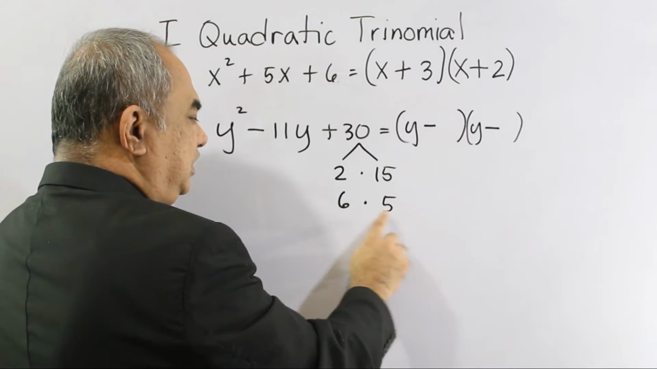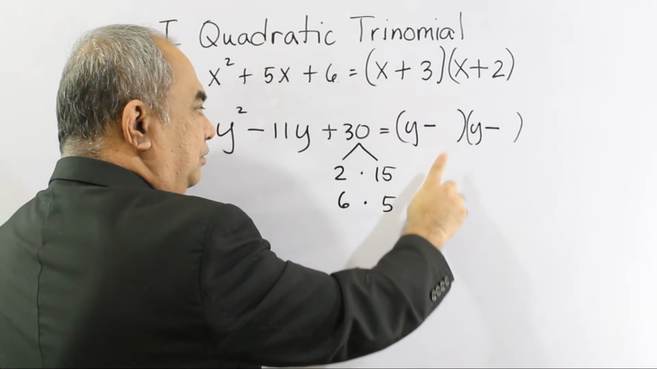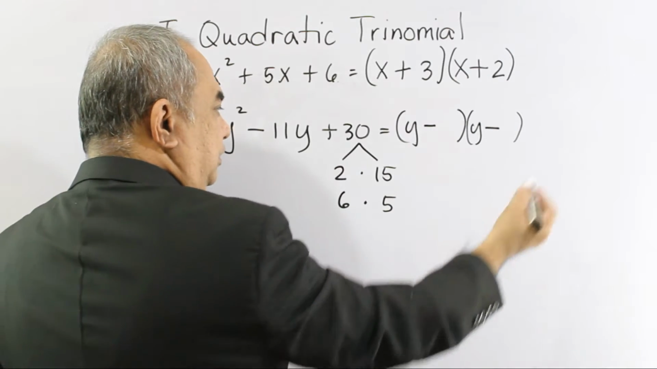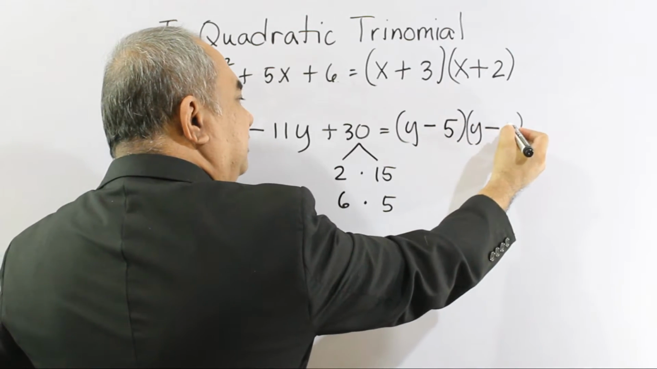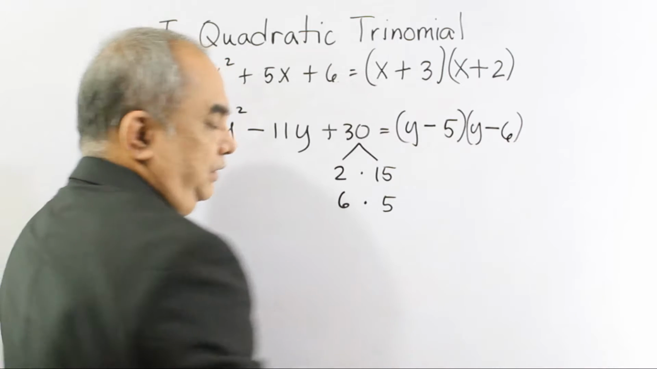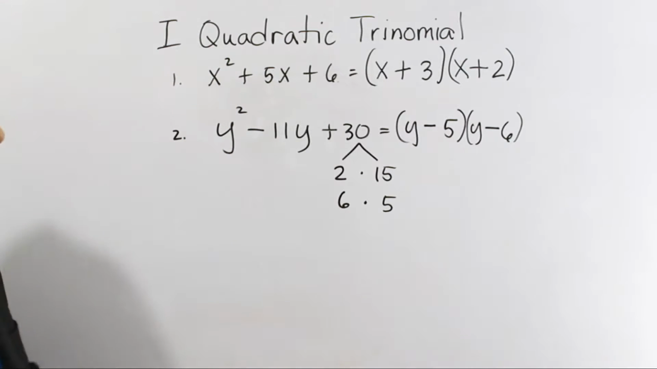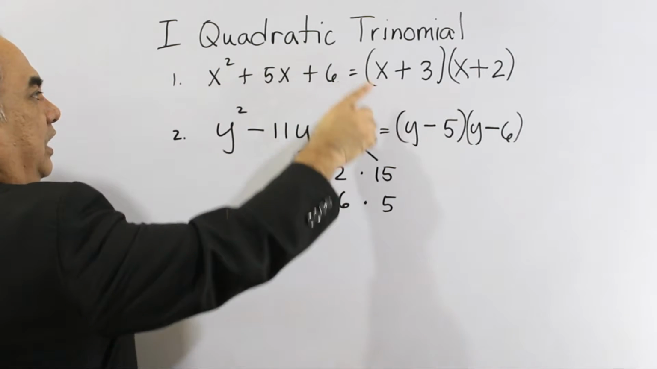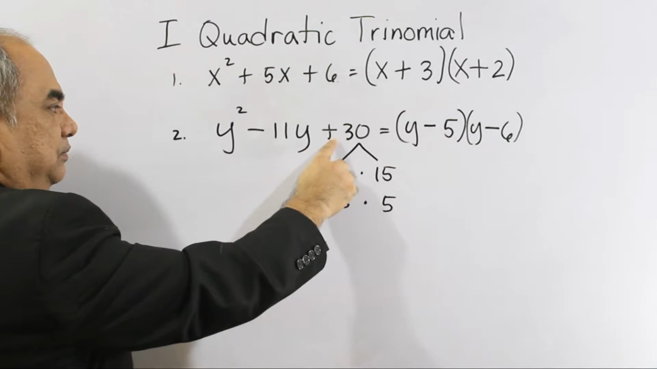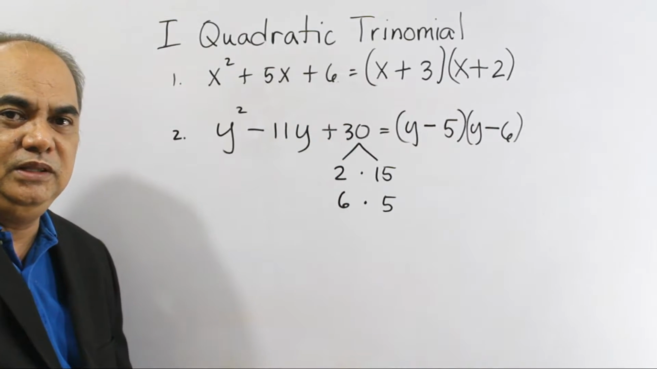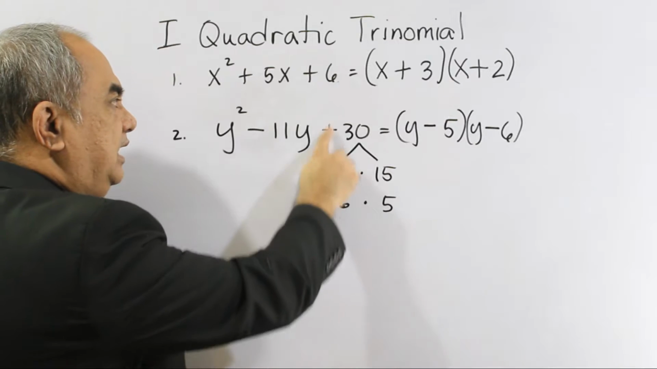Again, these 6 and 5 can be written wherever you want to put them. So you can put the 5 here and the 6 here, or the other way around. Okay? So that's about the quadratic trinomial if the last term is positive. Now, what if the last term is negative?